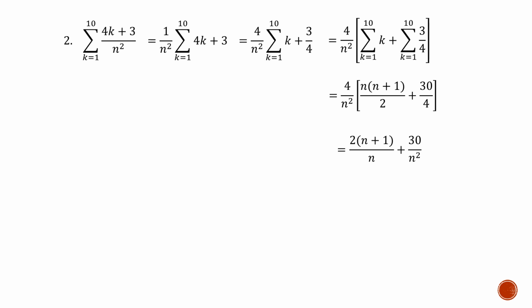And all we have to do now is replace n with the number of terms in this problem. And that is 10. So 2 times (10 plus 1) over 10 plus 30 over 10 squared. Simplify, and there we go, 5 over 2.